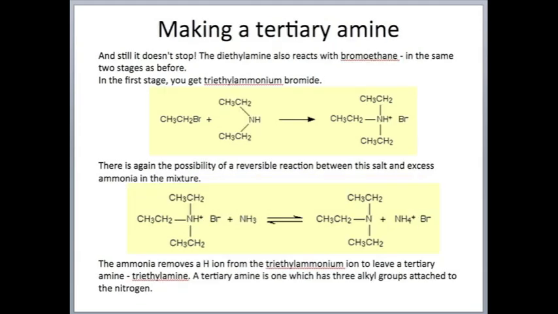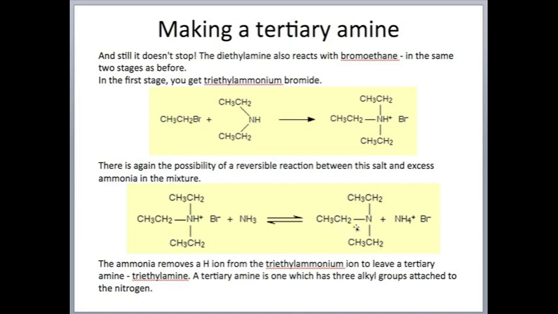Let's look at making a tertiary amine. The diethylamine also reacts with bromoethane in the same 2 stages as before. So in the first stage we get triethylammonium bromide, represented here. There is again the possibility of the reversible reaction between the salt and excess ammonia in the mixture. The ammonia removes a hydrogen ion from the triethylammonium ion to leave the tertiary amine.